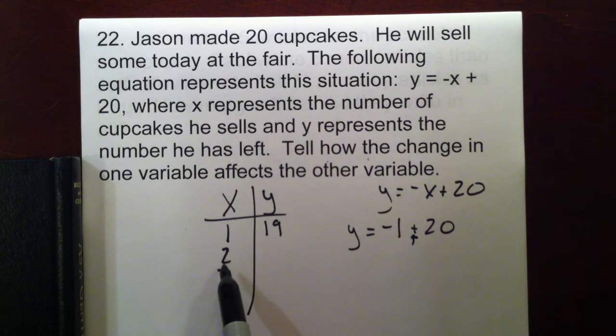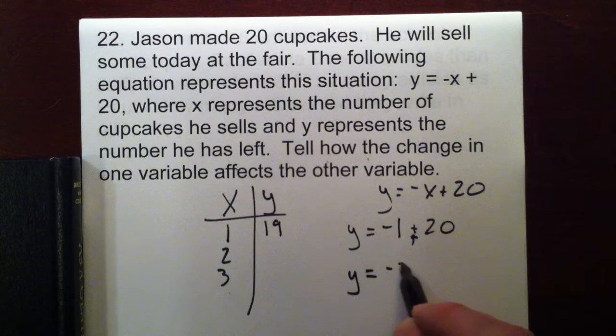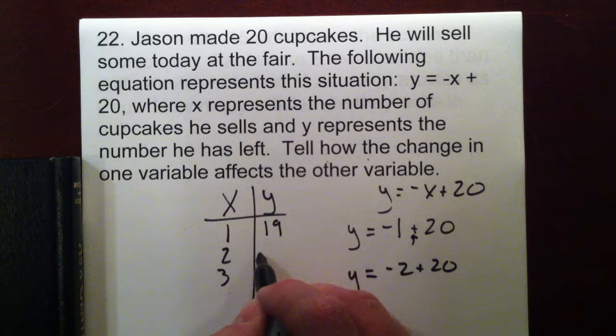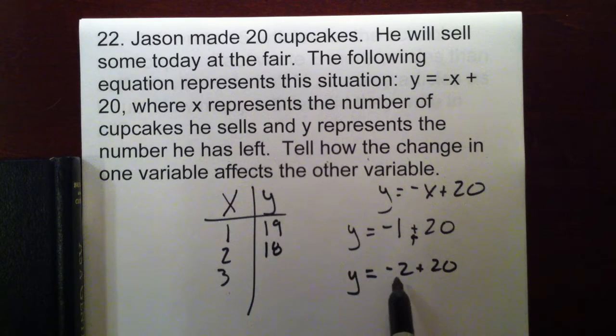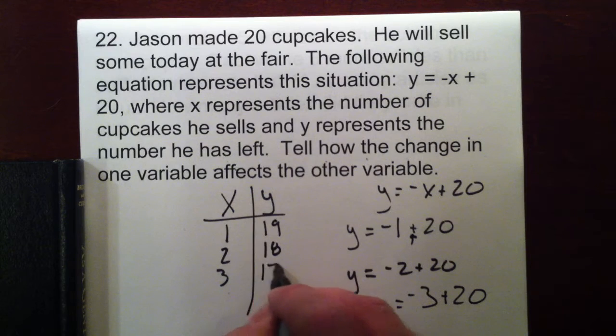Now let's plug the 2 in. Y equals negative 2 plus 20. Therefore, our answer is going to again be 18. Again, think of temperature. Negative 2 degrees outside, all of a sudden the temperature increases by 20, we're at 18. And finally, y equals negative 3 plus 20. And again, our answer will be 17.